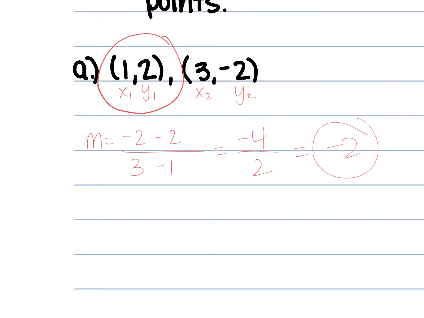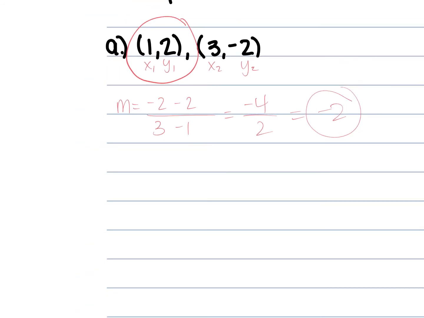Okay. And I'm going to write my point slope form. So it's y minus what? y1. Which is 2. Equals, what goes next? Negative 2. The negative 2, which was the what? The m, the slope, okay? Times x minus 1.